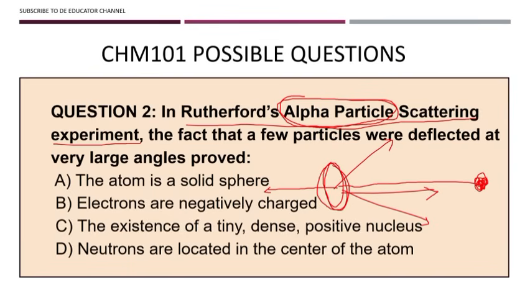So now, in Rutherford's alpha particle scattering experiment, the fact that a few particles were deflected at a very large angle proved, from what I've explained, the existence of a tiny dense positive nucleus.